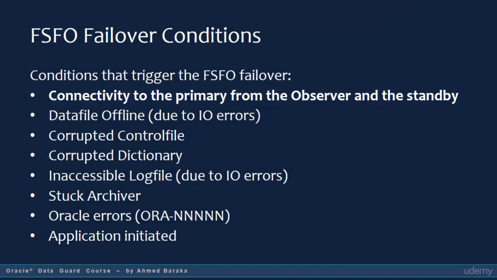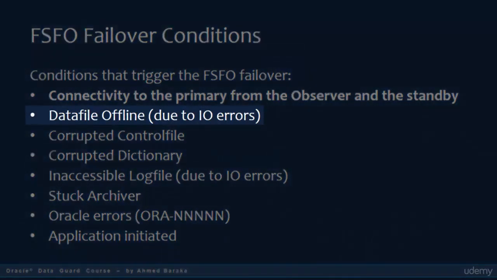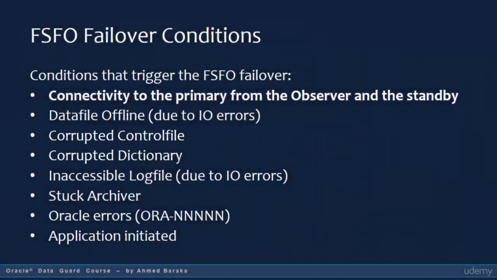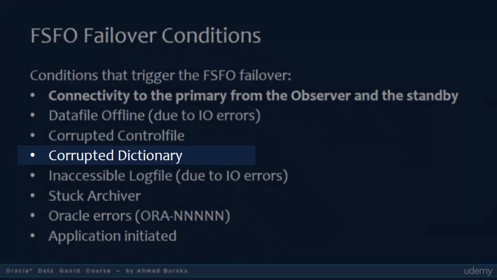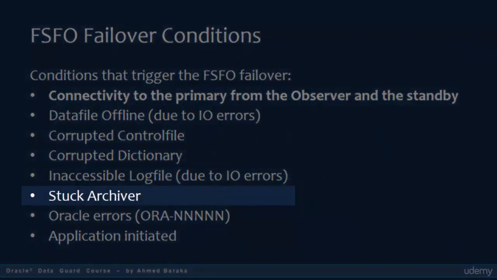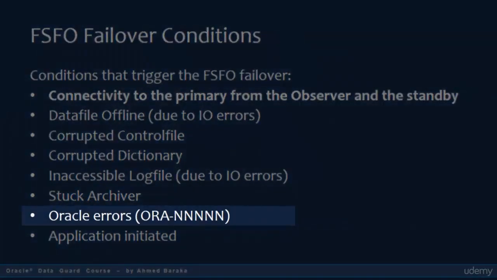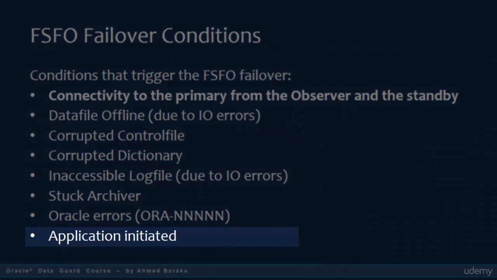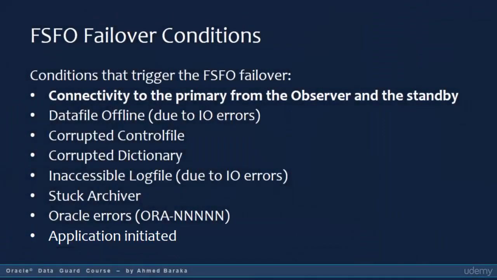Other conditions that you can define are data file offline, corrupted control file, corrupted dictionary, inaccessible log file, stuck archiver, and specific ORA errors. Also, you have the option to make an application initiate the observer to start the failover. This could be useful if you want to build a customized failover solution.